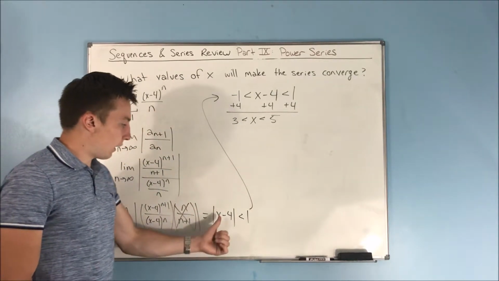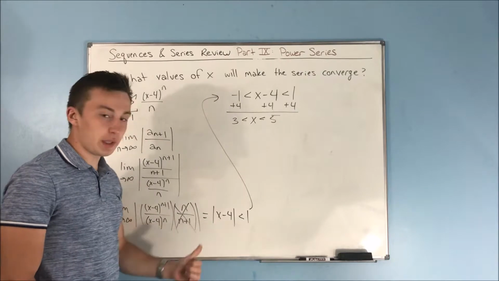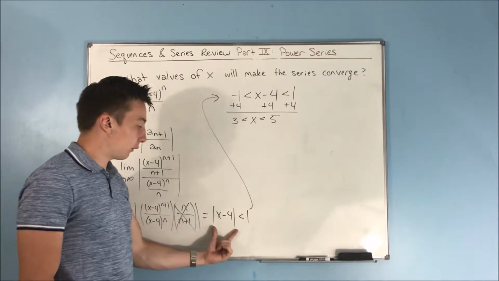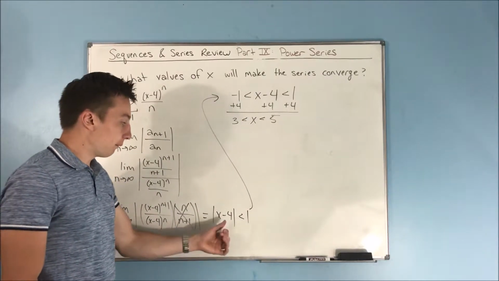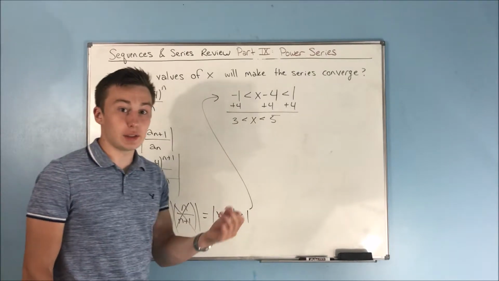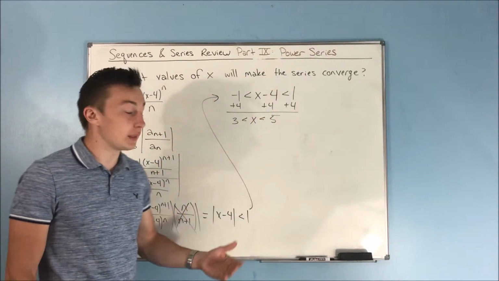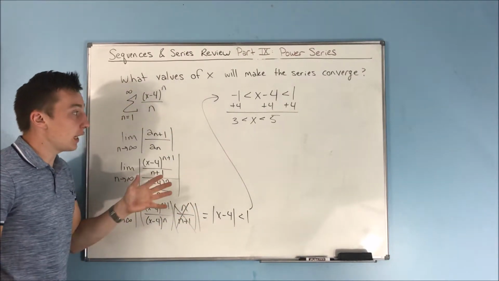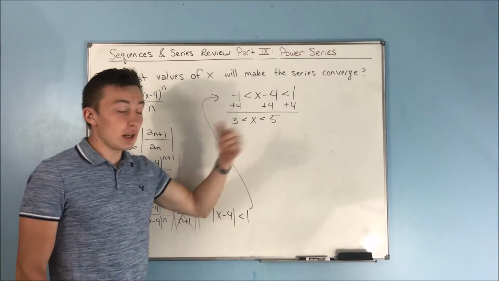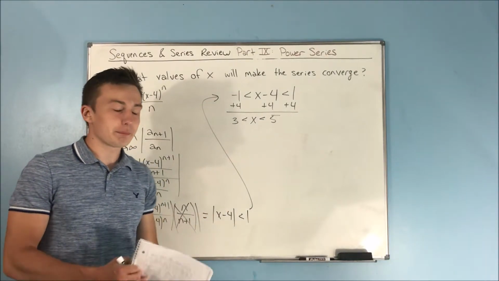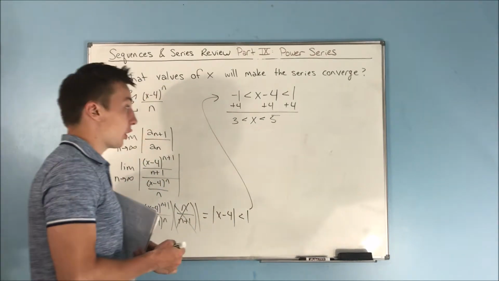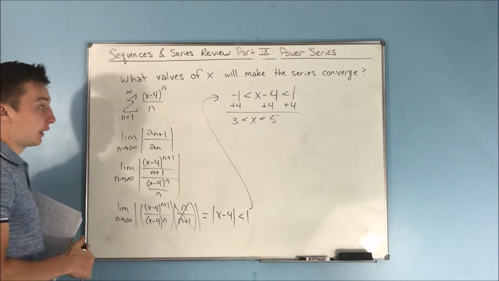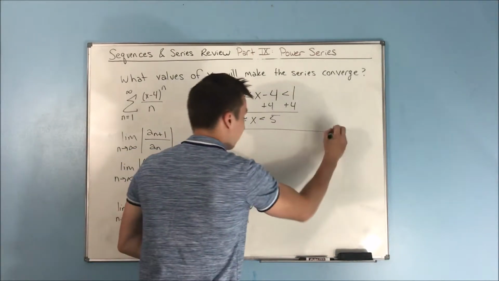So if we have a 3 minus 4 here, we're going to get the absolute value of -1, which is 1, and that's the ratio test being inconclusive. The same thing if you plug in 5. So the ratio test doesn't tell us if we're going to have to include either of these endpoints. So what we're going to have to do is check them manually by plugging them into the series here. Okay, so let's do that.